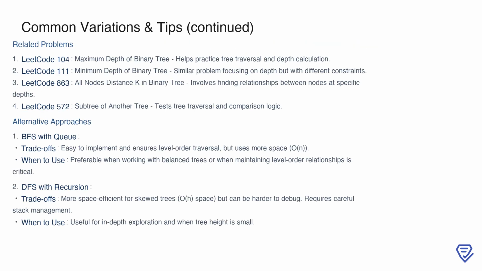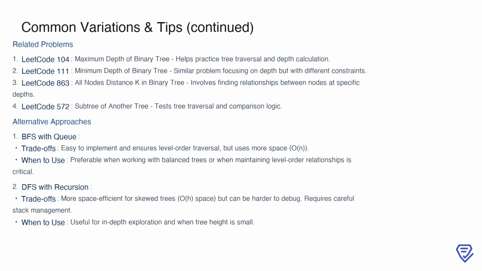To deepen your understanding of this problem, it's helpful to explore related problems that sharpen similar skills. For instance, LeetCode 104, which focuses on finding the maximum depth of a binary tree, is great for practicing tree traversal and depth calculation. Similarly, LeetCode 111 helps you work on minimum depth calculations but with different constraints. LeetCode 863 is particularly relevant, as it involves finding nodes at specific depths, which aligns closely with the logic of cousin checks. Lastly, LeetCode 572 tests your ability to traverse and compare subtrees, reinforcing your tree manipulation skills.